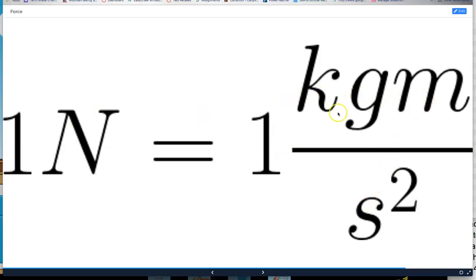Now it's important to remember this, because when we cancel our units out, you're going to have to remember that inside of this Newton is all these units, this kilogram meter per second squared. Okay, so you want to make sure you've got those units down.